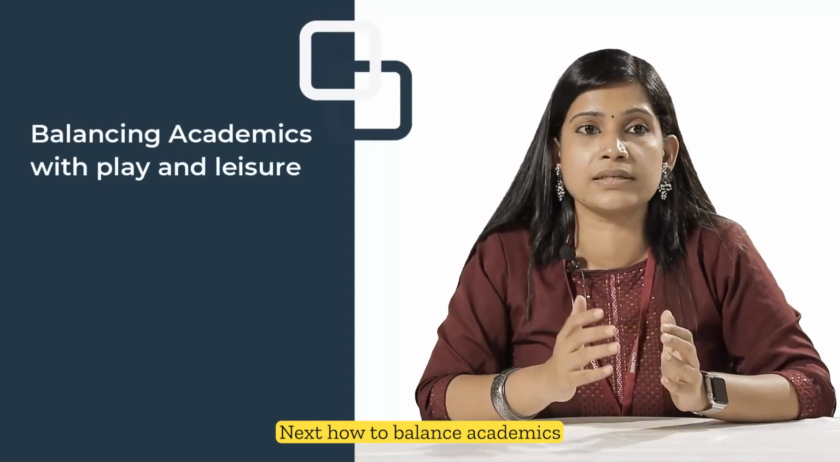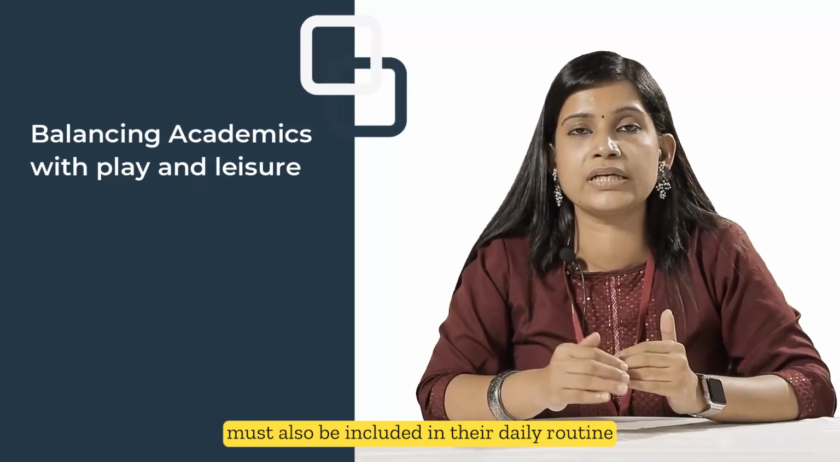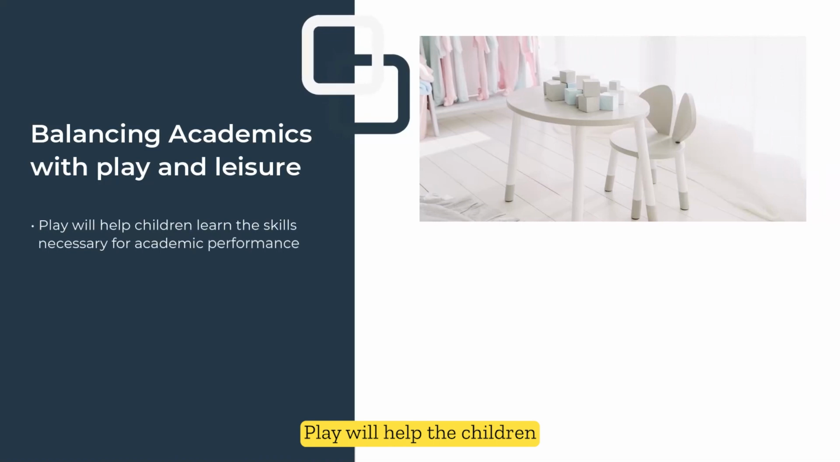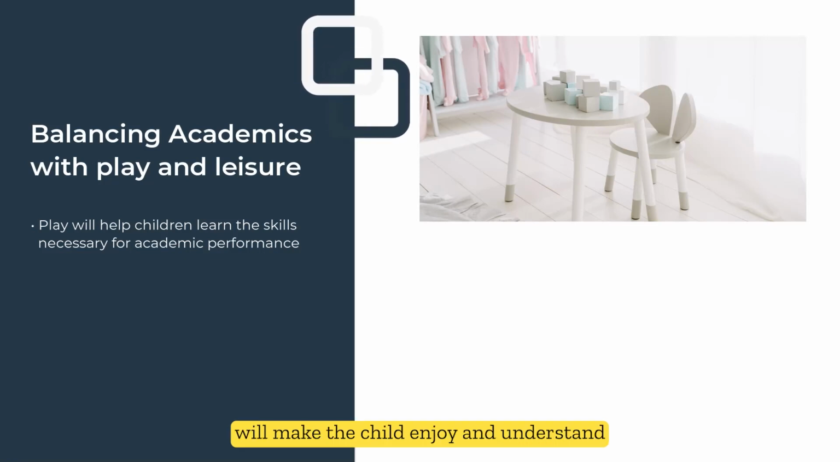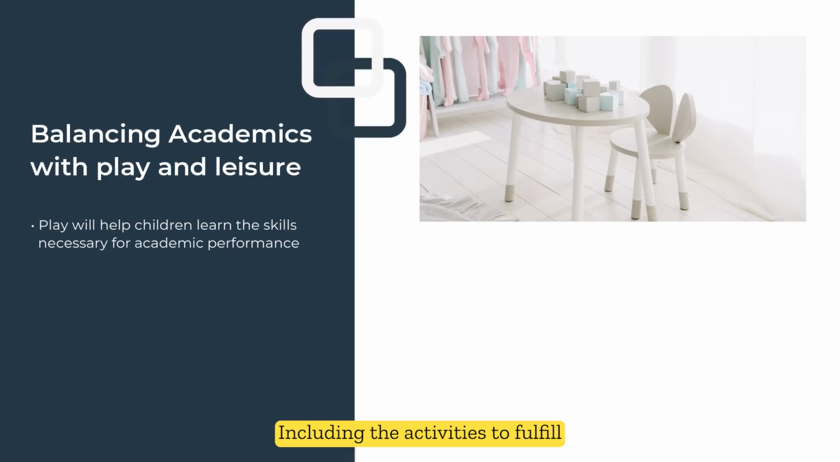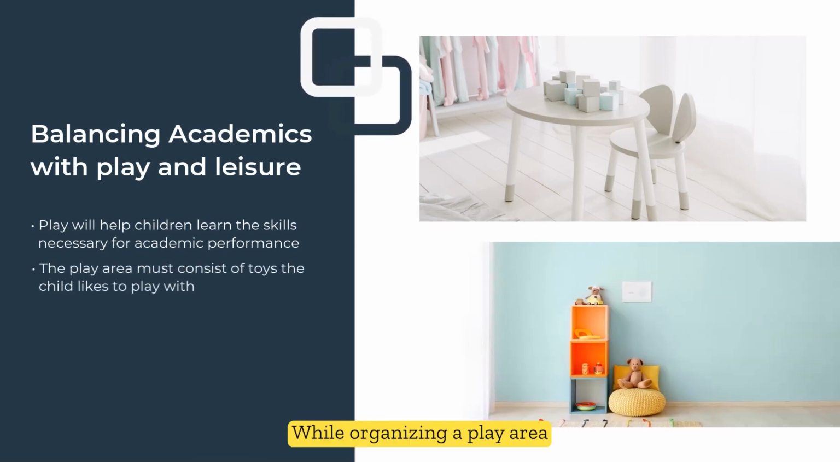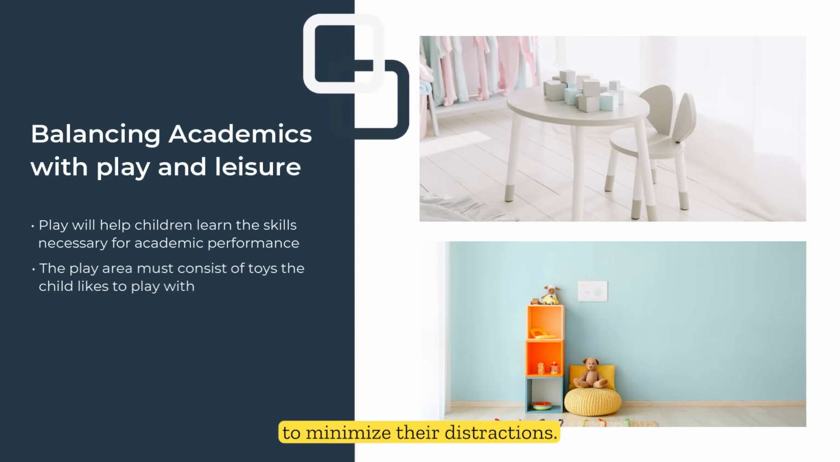Next, how to balance academics with play and leisure. Leisure must also be included in their daily routine, just like academics. Play will help the children to learn the skills necessary for the improvement of academic performance. Teaching some of the skills playfully will make the child enjoy and understand it better. Including activities to fulfill their sensory needs in the play will help the child to be more self-calm and self-oriented. While organizing a play area, make sure it is away from the study area to minimize distractions.